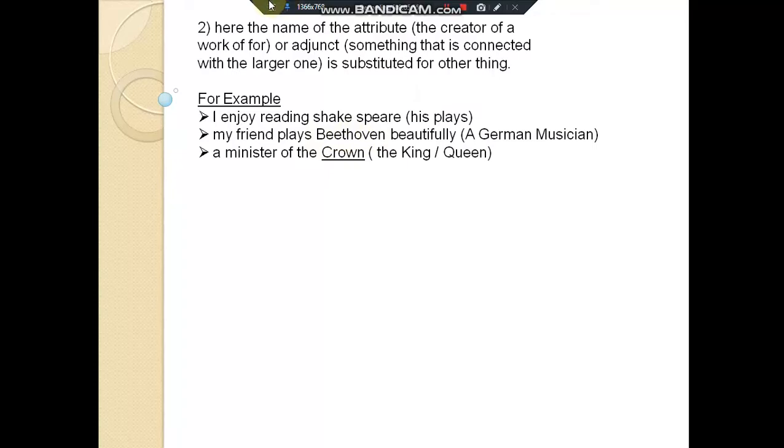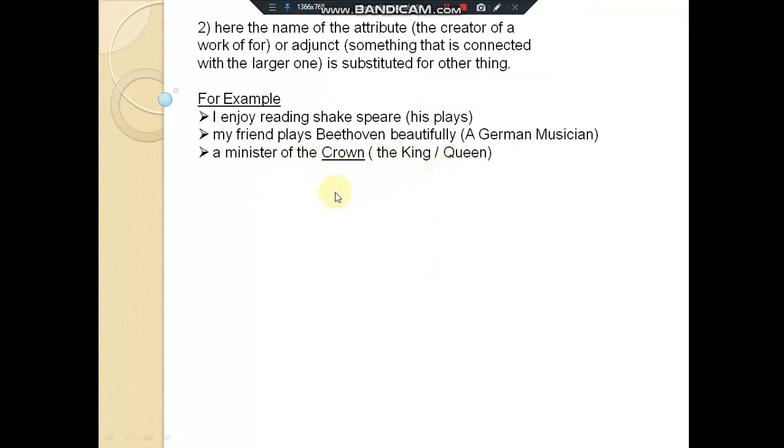Understood? The next is, look here, that metonymy is used for adjunct. What is adjunct? Something that is connected with the larger one. You substitute for that. For example, I repeat, something that is connected with the larger one: a minister of the crown. So crown is something small, an element, and we use this expression, this metonymy, for the larger one. Crown means we are talking about the king or queen. A minister of the king, minister of the queen.